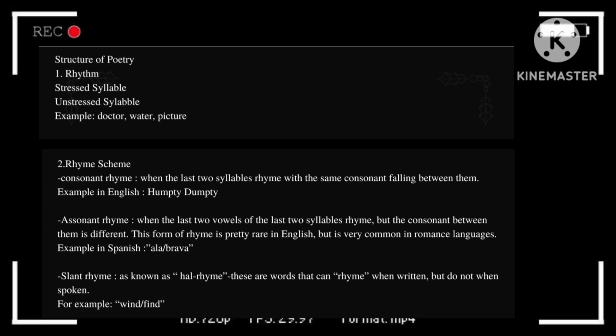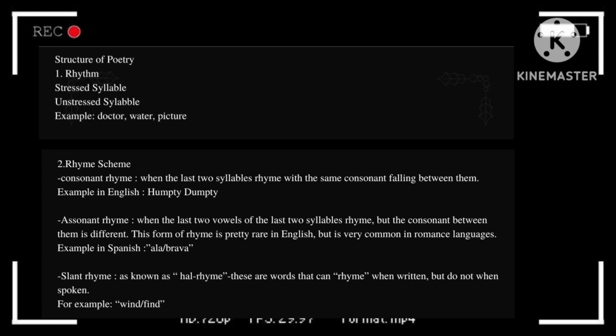And then there are 5 structures of poetry. The first one is rhythm. In the rhythm, there are 2 kinds of syllables. The first one is stressed syllable and the second one is unstressed syllable. For example: doctor, water, picture. And the second one is rhyme scheme. In the rhyme scheme, there are 3 rhymes.